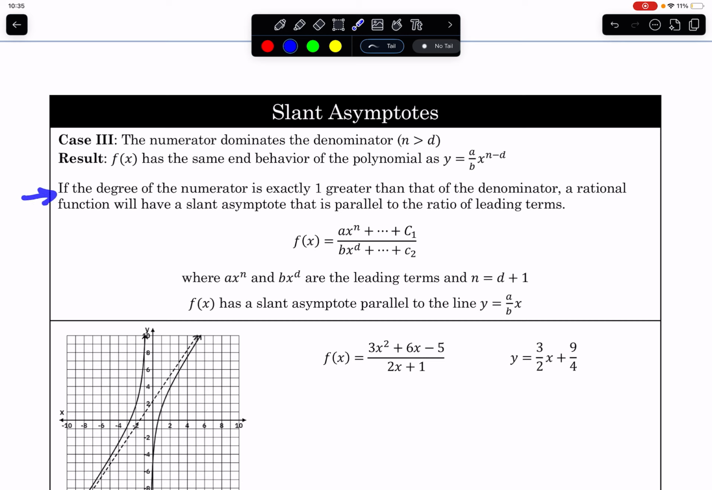If that's the case, and we have that special situation where the degree of the numerator is exactly 1 unit greater than the degree of the denominator, then the rational function is going to have instead a slant asymptote that's going to be parallel to the ratio of the leading coefficients, to these values right there. So if this number is bigger than that number by 1 unit, okay, then the function is going to have a slant asymptote, so a line that's slanted, y equals mx plus b, where the slope of the line is going to be parallel to this ratio right here, a over b.